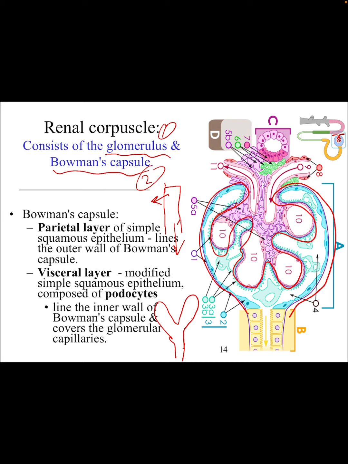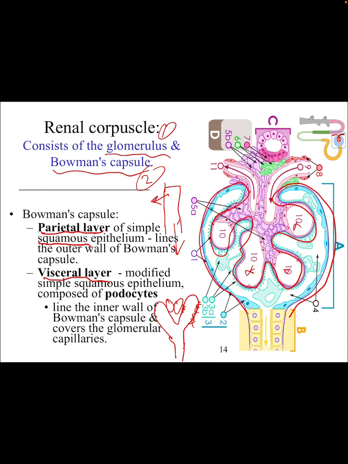This Bowman's capsule has two parts. The one found outside we call the parietal layer, and it is composed of simple squamous epithelium. And we have the layer found inside here, surrounded by the blood capillaries. This we call the visceral layer. Again, this one is a modified simple squamous epithelium, and the name of the cell we call the podocyte.